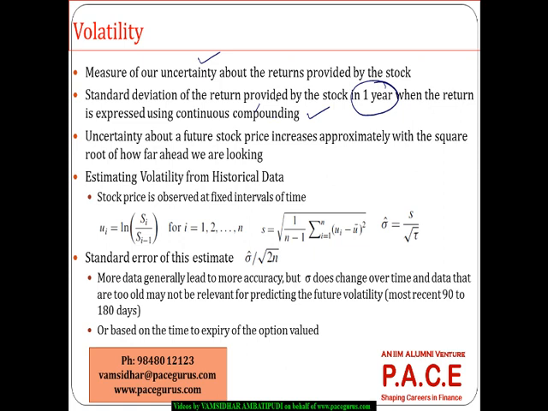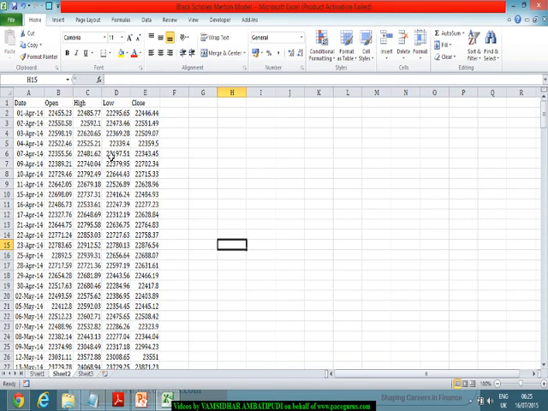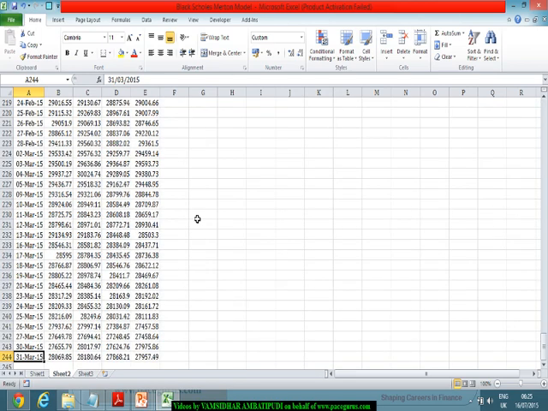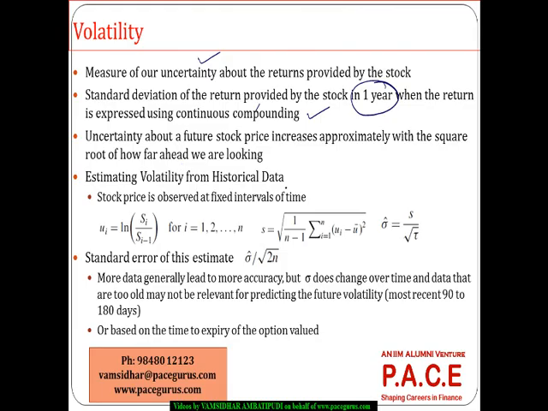For example, if I take the prices, let me just take out a spreadsheet. Now, let's say I have taken the data of the BSE Sensex index right from 1st April 2014 to 31st March 2015. These are the closing values of that index. Now, what is it that we are calling the volatility?